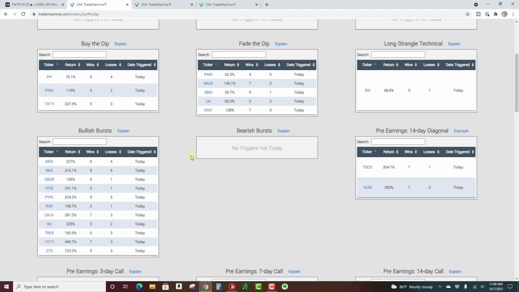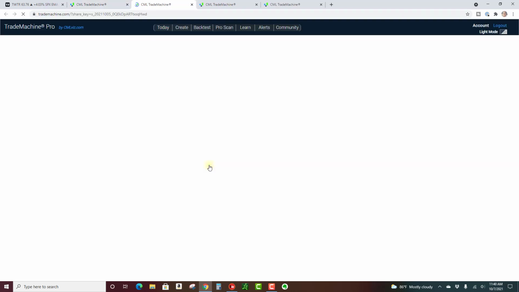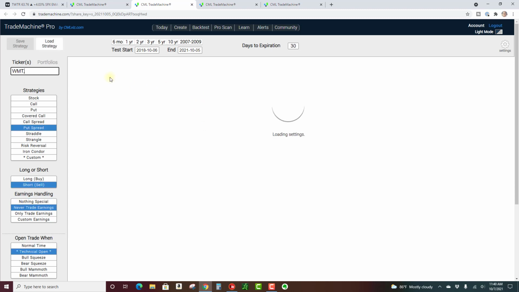So the other signals we're seeing today that I was interested in was fade the dip. It's a little bit different. These buy the dip, bullish burst tend to be call options like this with 2 to 4 weeks expiration. But I'm actually looking at Walmart, and Walmart has had 7 wins and no losses. So this is not a huge amount of gains, 138% gain, but 100% win rate. So let's click on Walmart. Let's just get a gander at what this is doing.